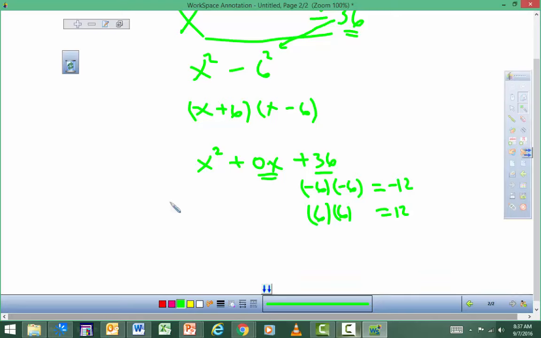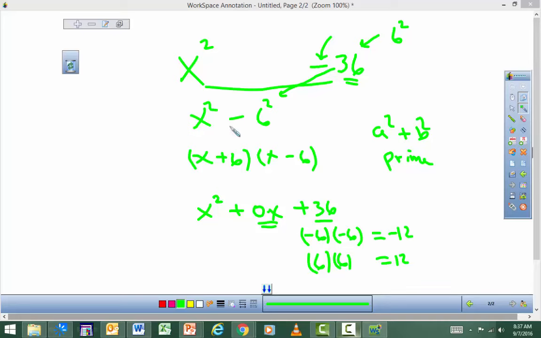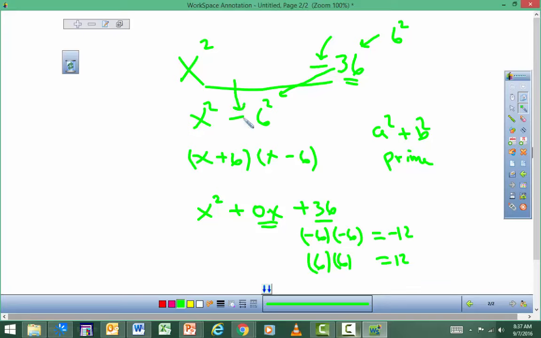And that's why up on the board you see a squared plus b squared. We say that this is prime. Okay? So the sum of two squares does not factor. It's only the difference of two squares. It's when you have the difference, when you have subtraction going on, that you can factor it, because in that case you'll have one positive, one negative. And that's how you get the 0x in the middle. If you have that understanding, it'll help you understand how the difference of two squares works.